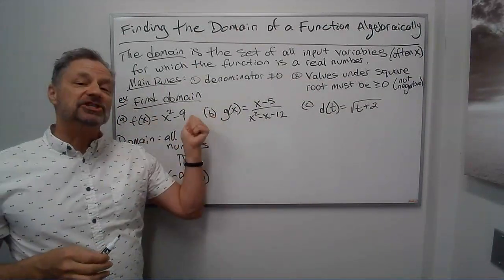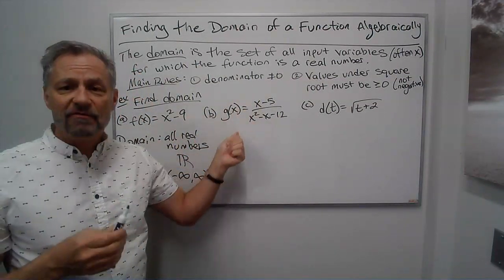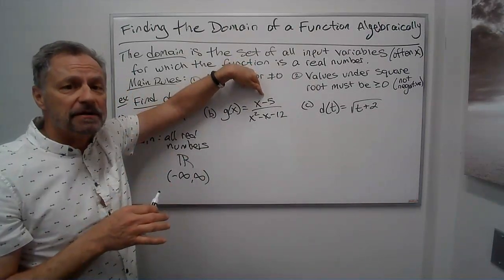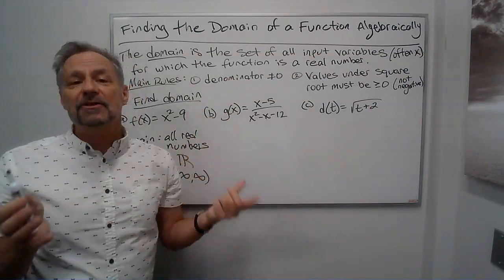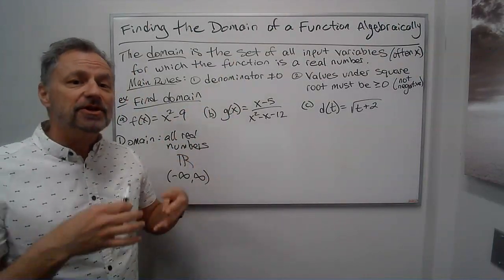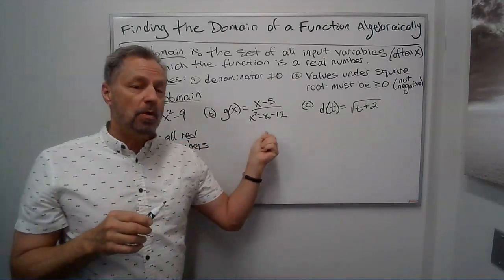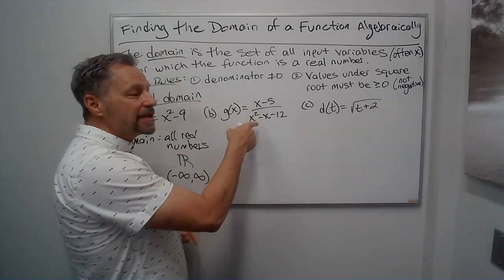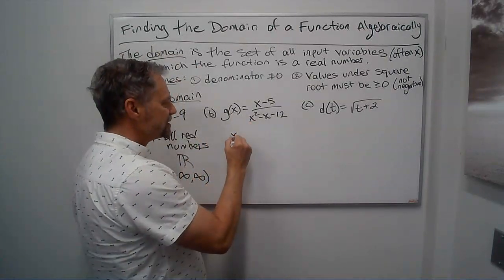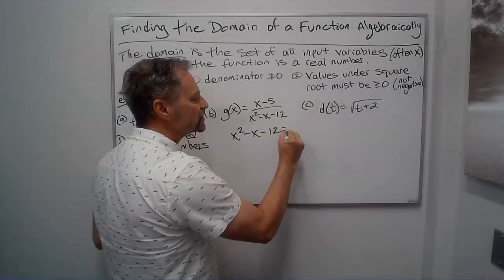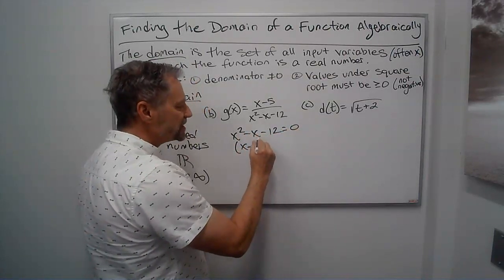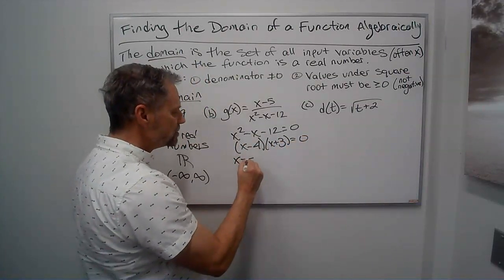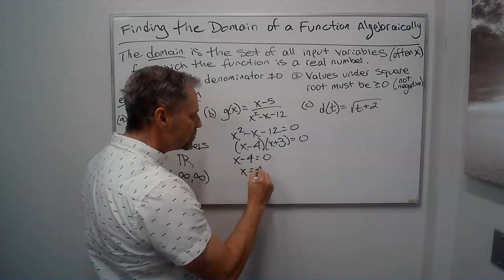Now I've got another function, g of x this time, x minus 5 over x squared minus x minus 12. Well, we don't care about the numerator. If the numerator is 0, that's fine. If it's any other number, that's fine. So we can just ignore the numerator as far as the domain goes. But what we have to do is look at the denominator, because remember, the denominator can never equal 0. So let's set that equal to 0, find out what values does that. So x squared minus x minus 12 equals 0. That factors into x minus 4 times x plus 3. Well, setting each of those equal to 0, we get x equals 4, or x equals negative 3.